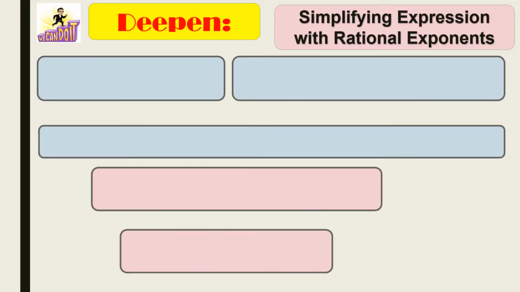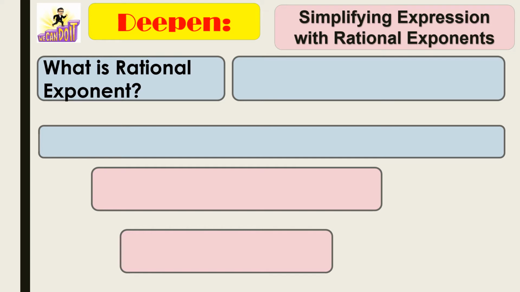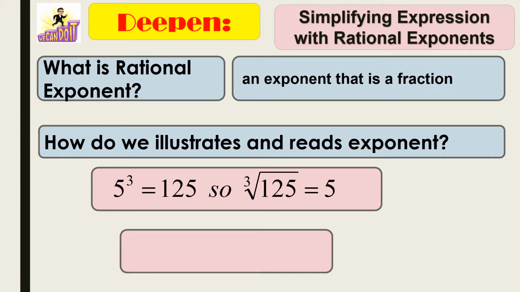How do we simplify expressions with rational exponents? What is a rational exponent? An exponent that is a fraction. How do we illustrate and read an exponent?